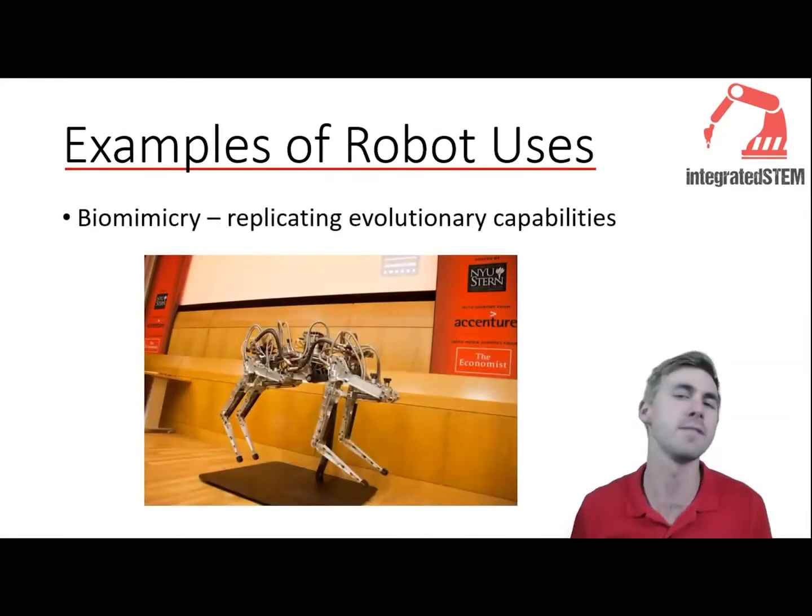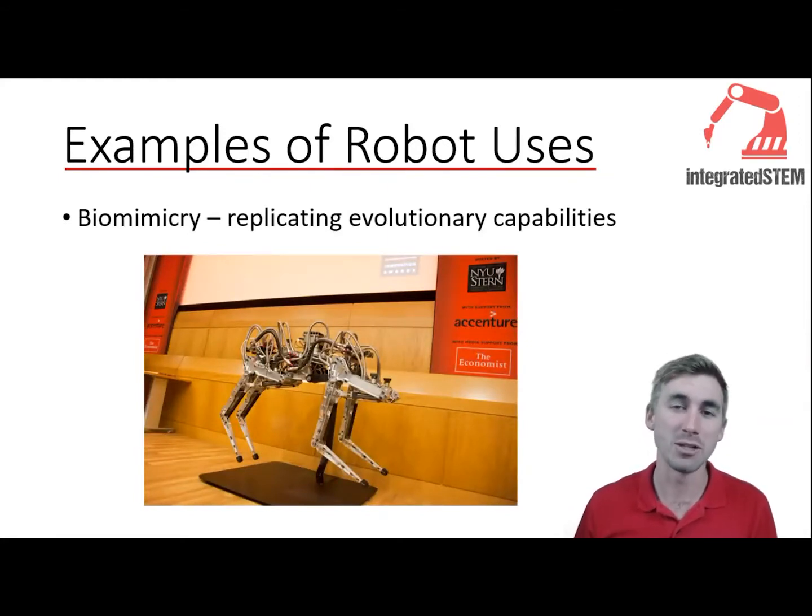Now, there are tons of different examples of robotic uses. One is biomimicry, which means we can design robots to replicate evolutionary capabilities. This is the world's fastest robot, and as you might have guessed, it is modeled off a cheetah, which is a really interesting way to look at robotic design.